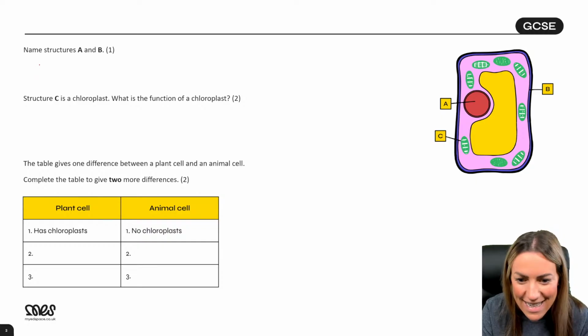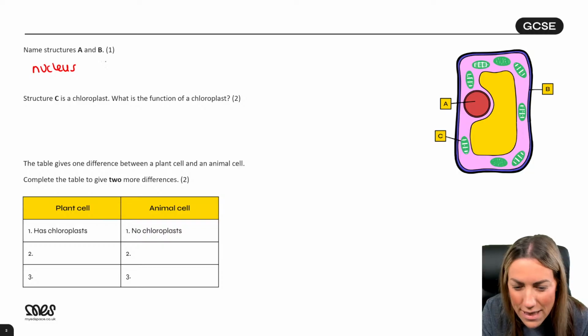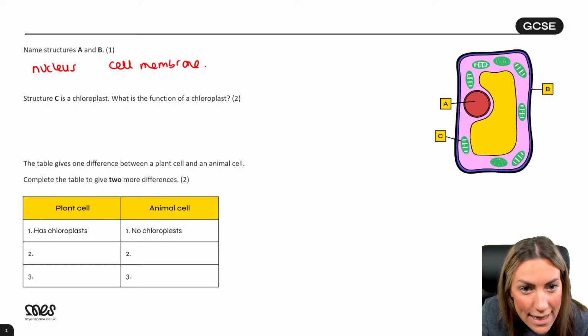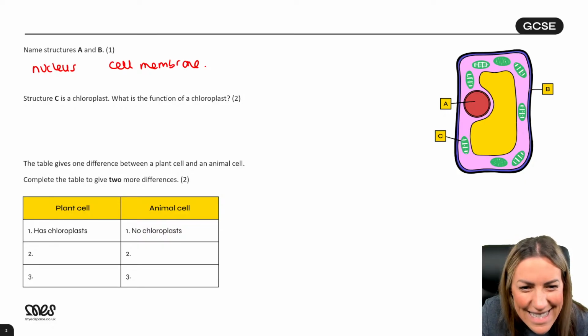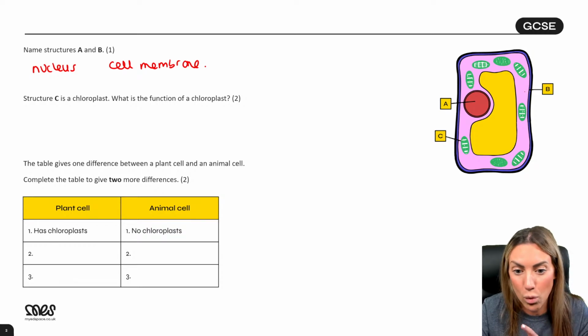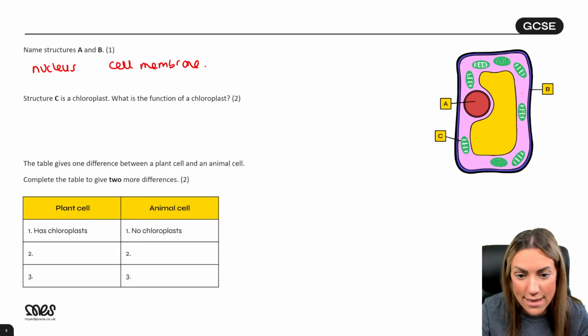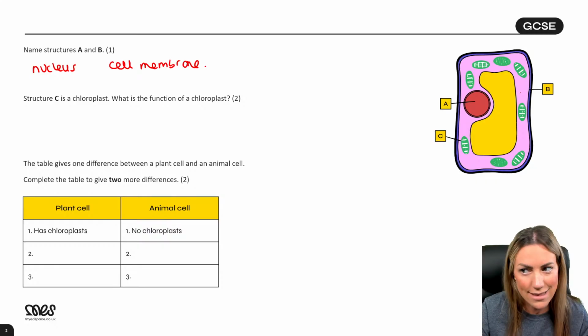I can see answers already. This is fantastic. So A is the nucleus and B is the cell membrane. Because if you look really carefully, B, I know it's quite hard to see, isn't it? But B is pointing to the inside layer and the cell membrane is inside the cell wall, okay? The cell wall's on the outside of a plant cell, the cell membrane's on the inside, we should know that. Structure C is a chloroplast. This is a plant cell, it's a palisade cell.